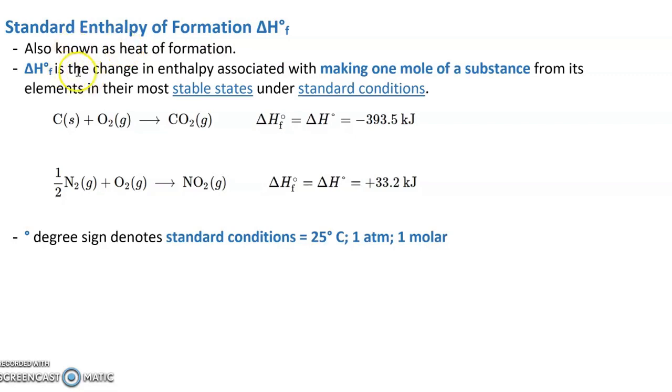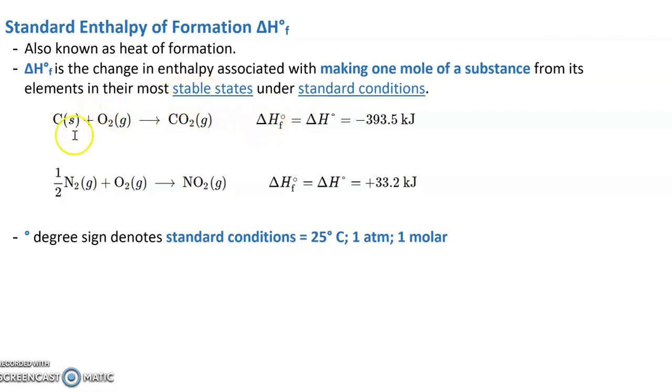Delta H of F, or standard enthalpy of formation, is defined as the change in enthalpy associated with making 1 mole of a substance from its elements in their most stable states under standard conditions. So that heat of formation really means you're forming 1 mole of a compound, and that compound is made up of its elements.